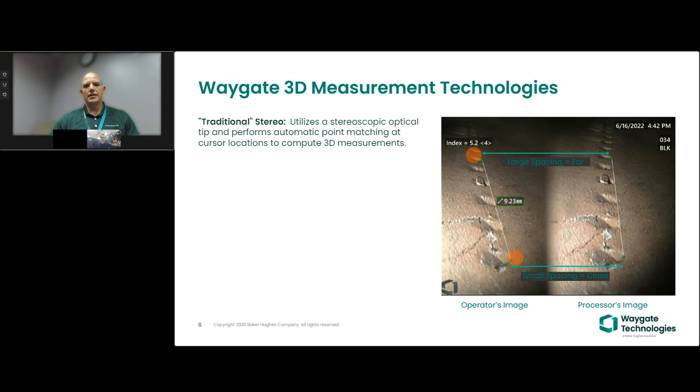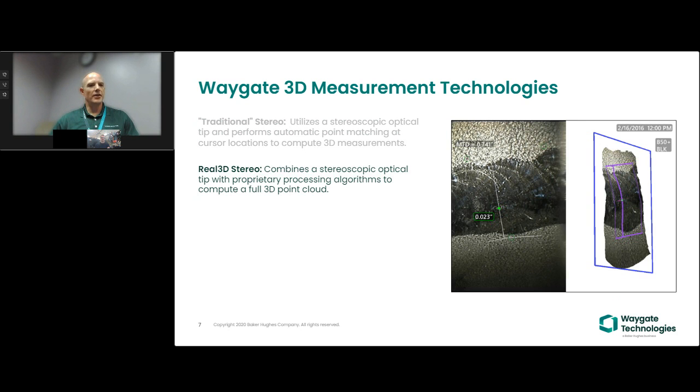And then those 3D XYZ coordinates are used to calculate that measured result. So this is a 3D measuring technology, but it's not a real 3D technology because it doesn't provide some of those other features noted in the previous slide. So that brings us to real 3D stereo, which we launched in around 2015.